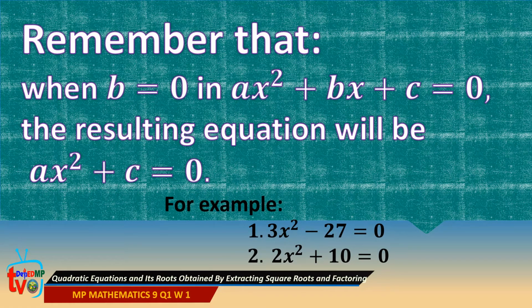So more examples of quadratic equations in this form we have here: 3x squared minus 27 is equal to 0, and 2x squared plus 10 is equal to 0.